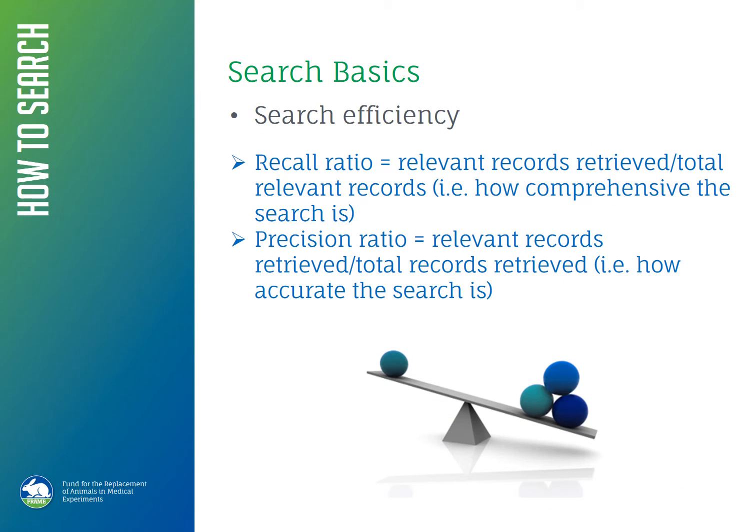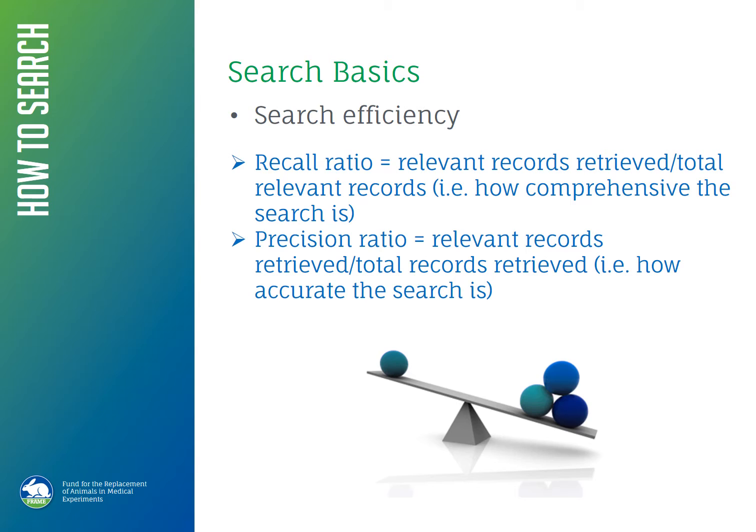So we've gone through why it's important to search and why it can be difficult, and I want to run you through some of the basics of searching. First of all, you need to think about search efficiency. The choice of search terms and the way they are combined is very important, but other factors also affect the efficiency of a search. The effectiveness of a search can be measured in terms of recall and precision.